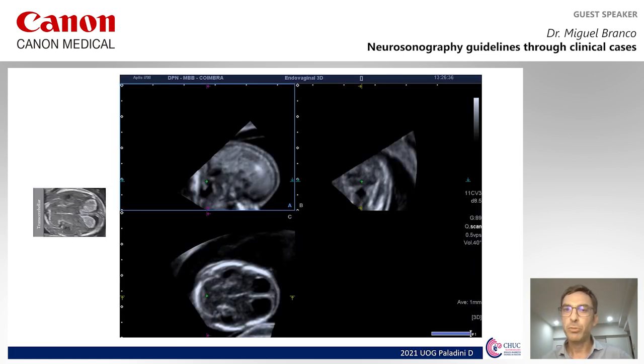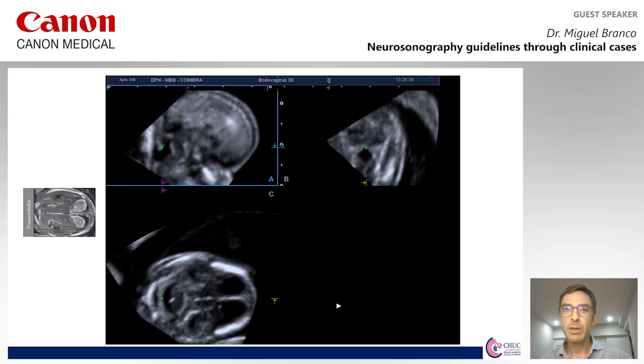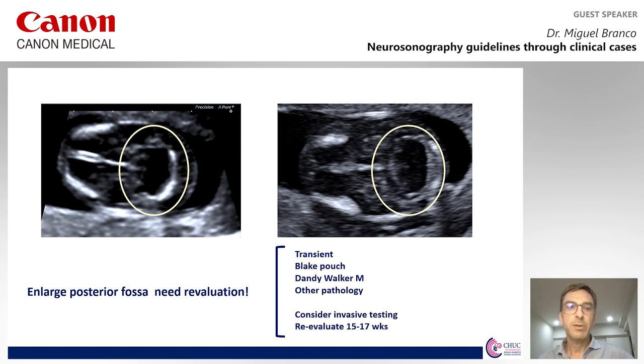For the evaluation of the posterior fossa in the first trimester, we should consider two planes. The first one, where we could identify the cerebellum, and the second one, a little bit more caudal, where we could identify the choroid plexus and the fourth ventricle. An enlarged posterior fossa is an abnormal finding and should deserve our attention. It could be transient, but it's also a marker for posterior fossa pathology like Blake's pouch, Dandy-Walker, or other brain pathology. We should consider invasive testing and re-evaluate at 15 to 17 weeks. We should not close the diagnosis too early.